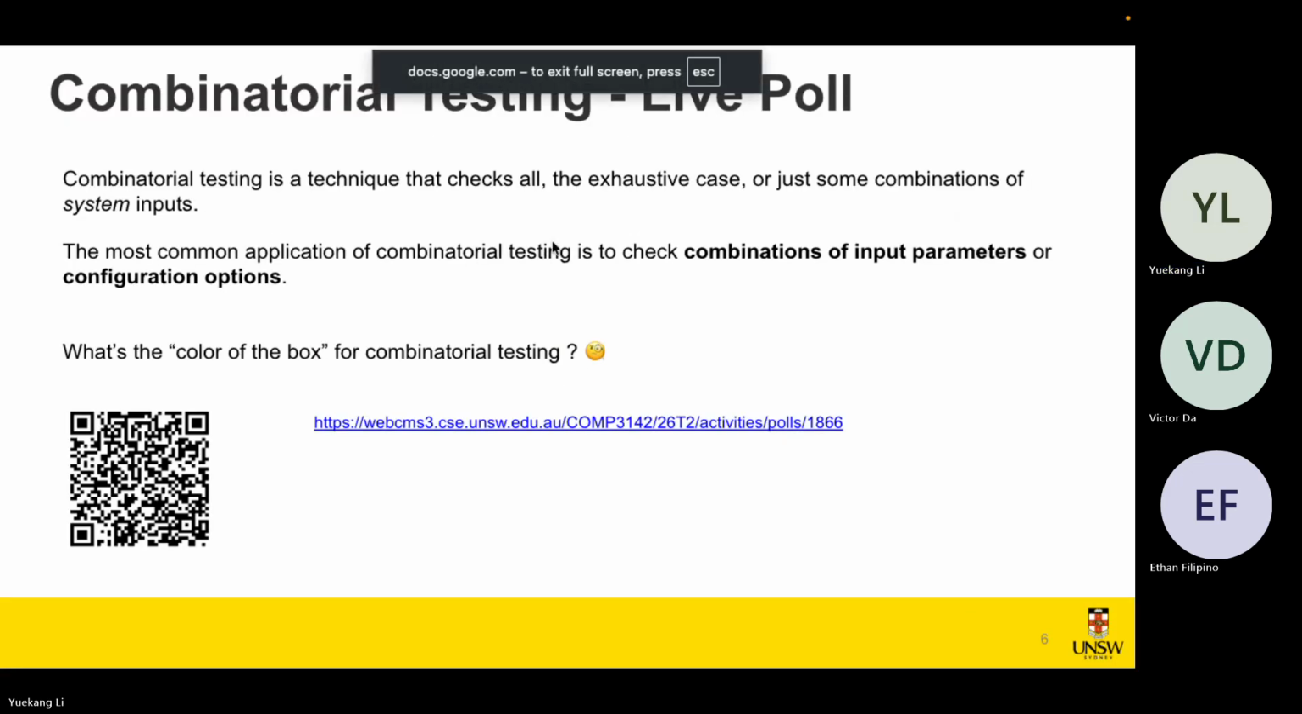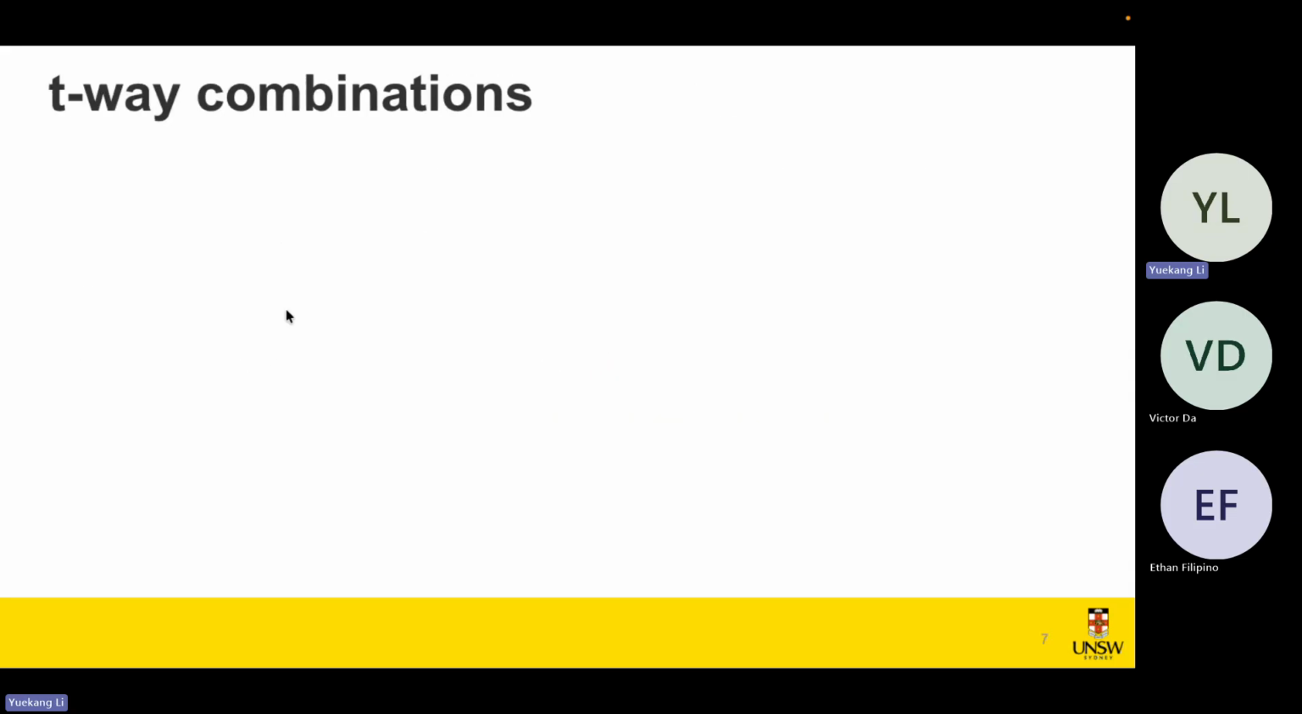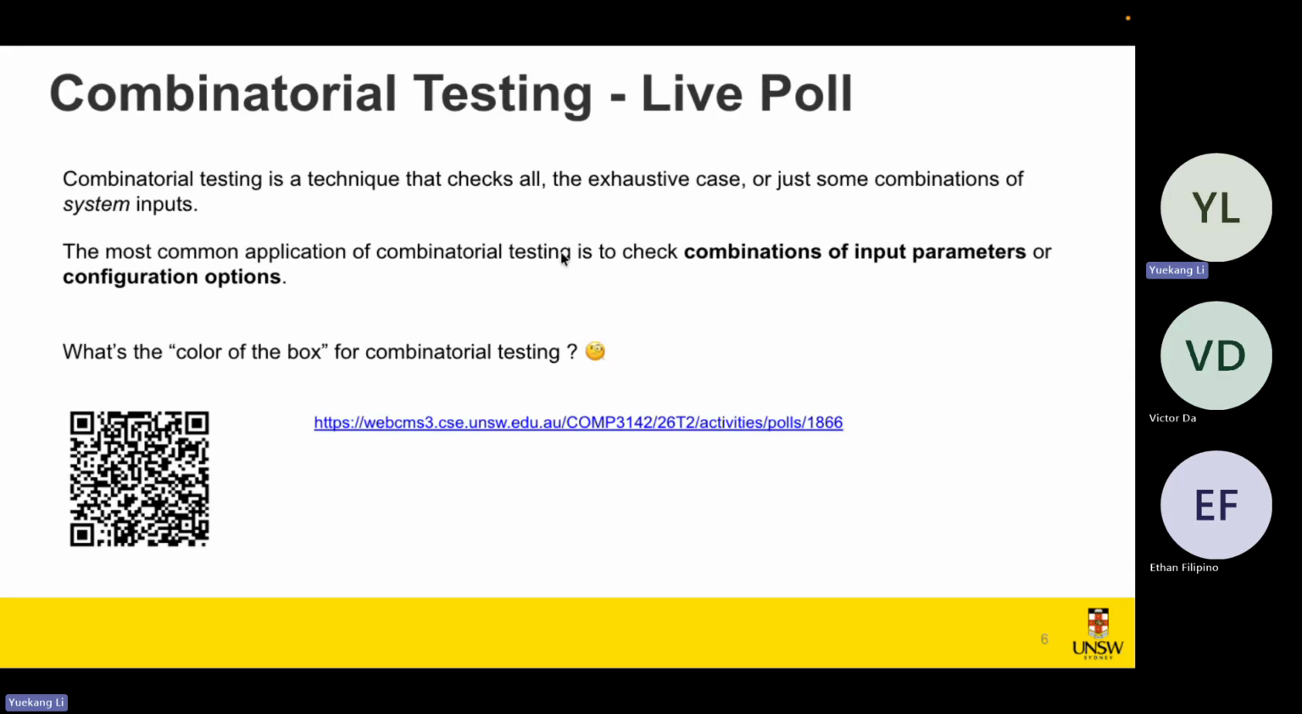Now let's do a live poll to warm up today. According to the definition of combinatorial testing, what's the color of box here? We have learned black box testing in week 2, right? And we just learned white box testing last week. And we can see that combinatorial testing is about testing different combinations of user inputs or system configurations. So according to this definition, what is the color of box?